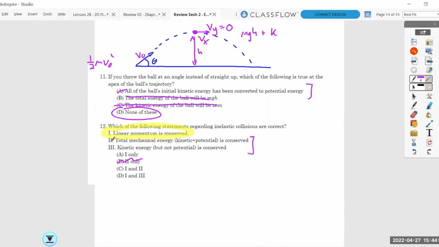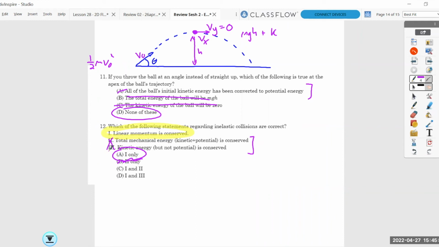So in this case, for an inelastic collision, the only thing you can count on is that momentum is conserved. Everything else is out the window. If there were elastic collisions, then it would be okay. I don't know if they would write it exactly this way for an elastic collision, but definitely if it were elastic, then kinetic energy would be total kinetic energy.